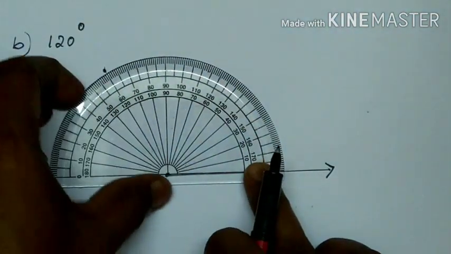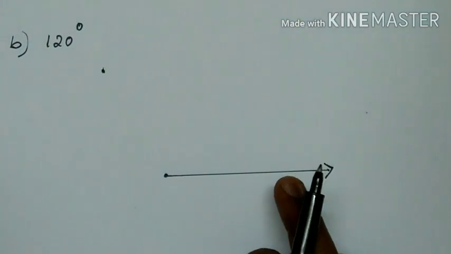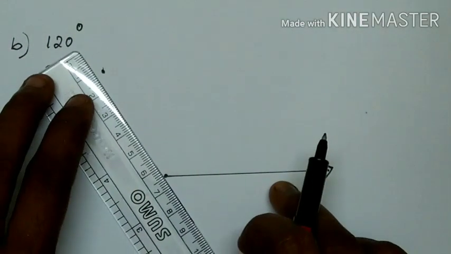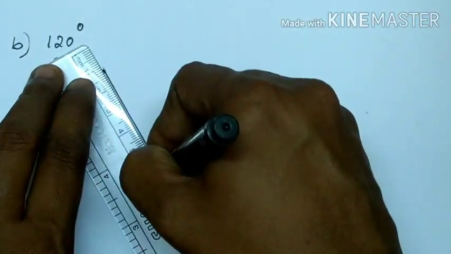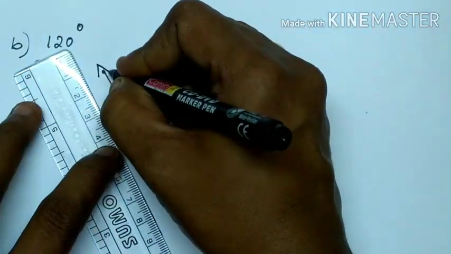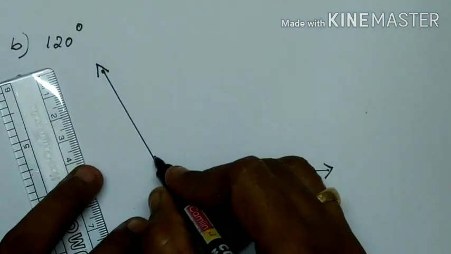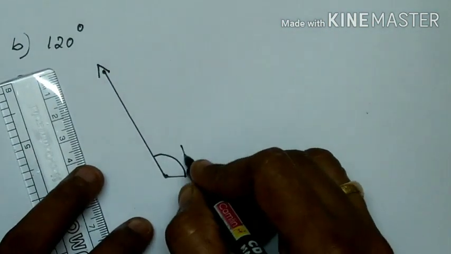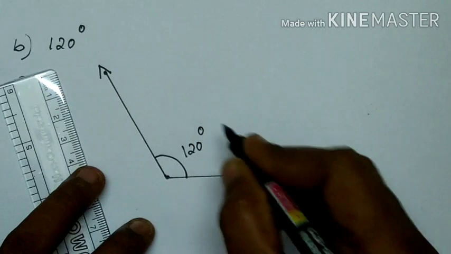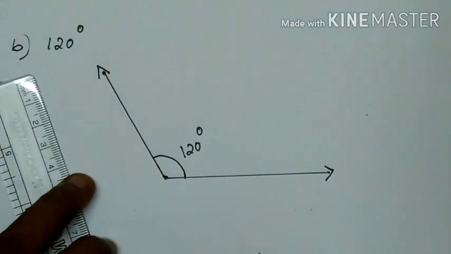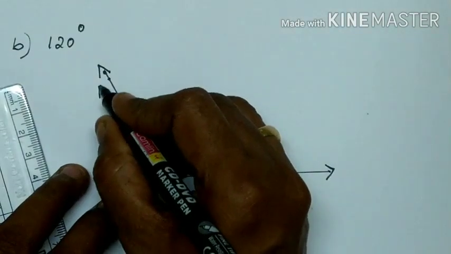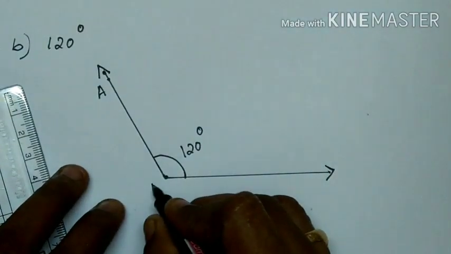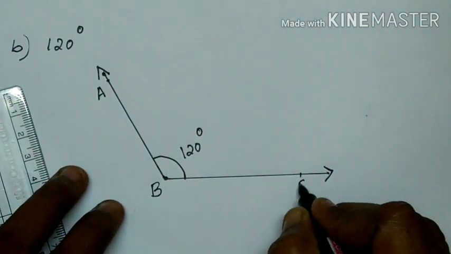Then remove the protractor and take the scale, and joining these two points you can make a 120 degree angle. Put the arrow mark, and here you can mention the measurement of the angle, 120 degree. And what is the next step? Yes, naming of the angle. So here I can write A, here B, and here C.